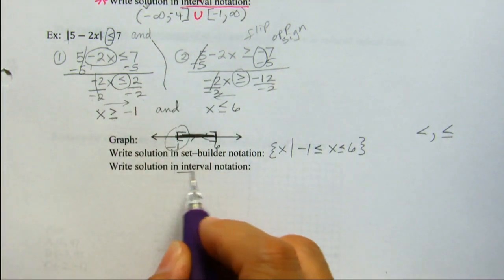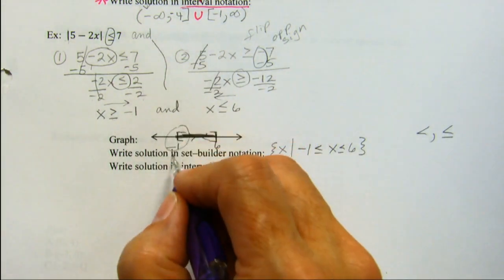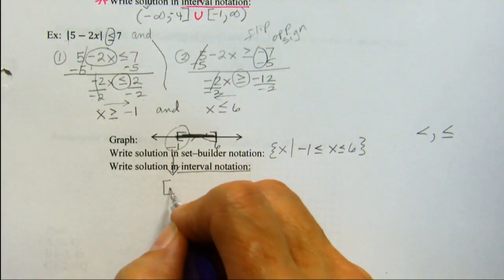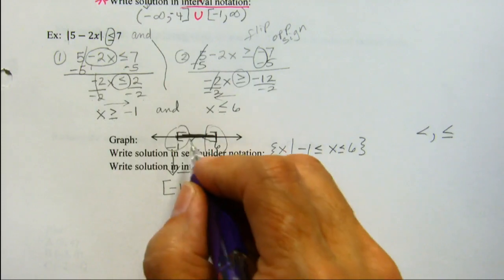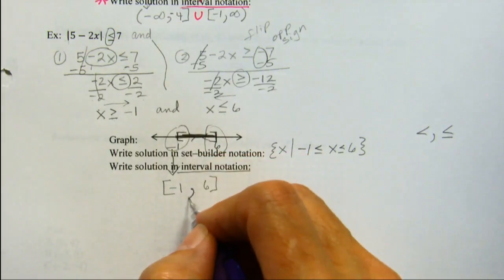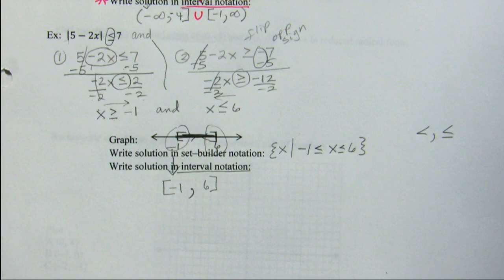Okay, interval notation, super simple. Bring down the bracket, negative 1. Bring down the 6 in the bracket. All your stuff inside is the comma, and you're all done.